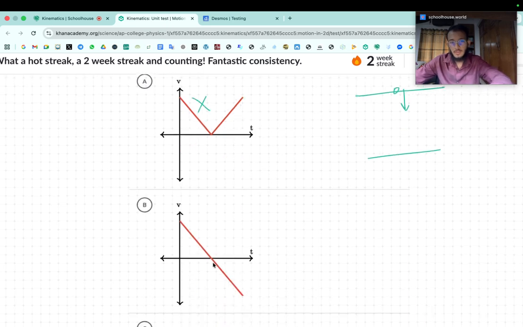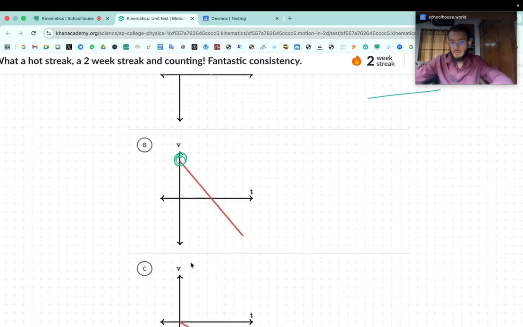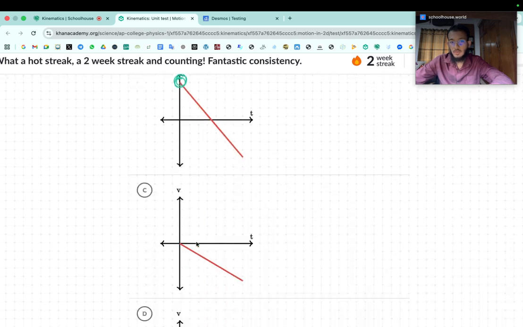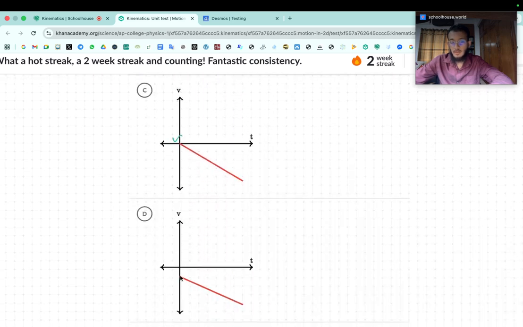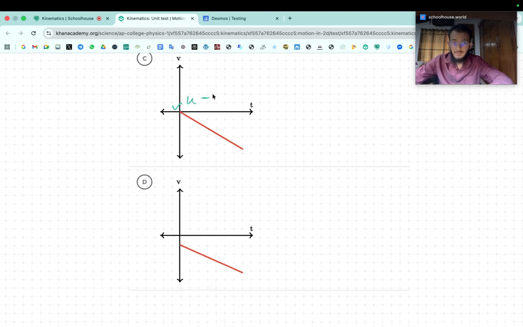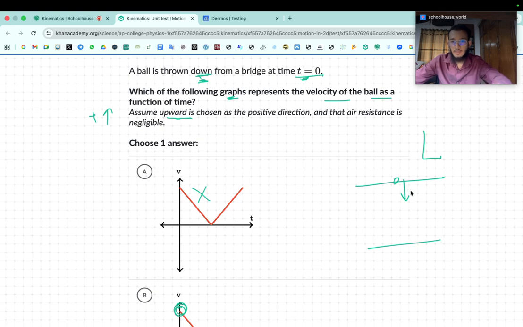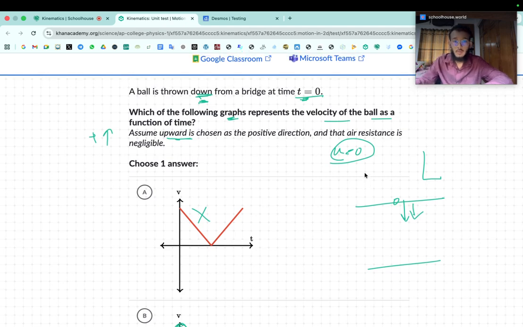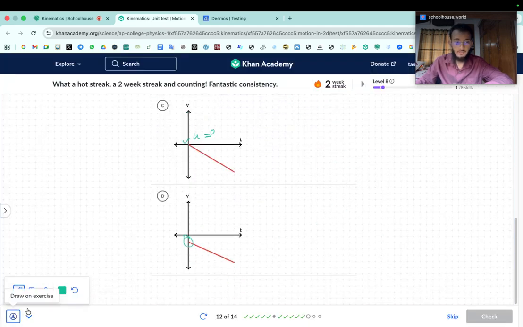So this is not correct, and it doesn't have any positive velocity. It's thrown down. It's not thrown upwards. So this is correct. If it was released from rest, but it is thrown down, so D would be correct. It has some velocity in this direction because they didn't say u equals 0. It's just released from the bridge, but it is thrown down with some velocity that you push. So that's why our answer would be D.